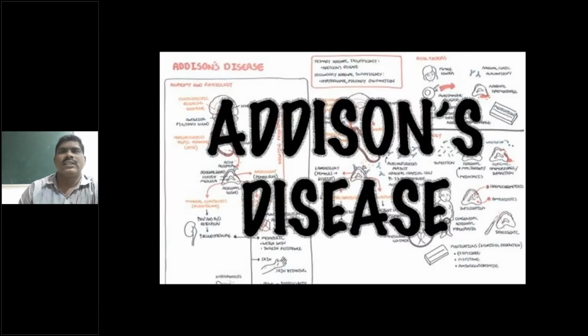So this Cushing syndrome is again divided into adrenocorticotrophic hormone dependent Cushing syndrome and adrenocorticotrophic hormone independent. Let's see the first one, adrenocorticotrophic hormone dependent. Here the pituitary adenoma causes Cushing disease, and the ectopic adrenocorticotrophic hormone producing tumor also causes Cushing syndrome.